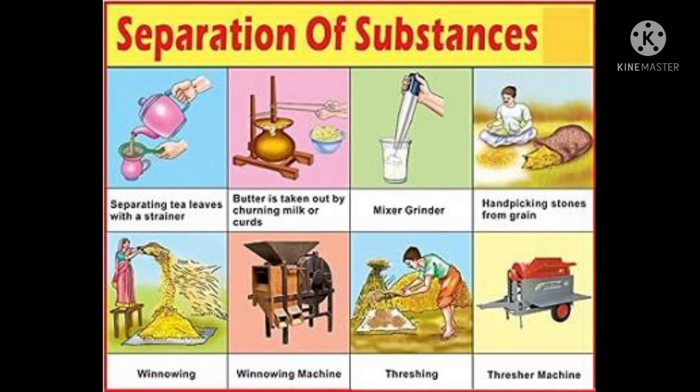Need for separation. Have you seen stones and small insects being removed from rice grains in your kitchen? Children, if muddy water is given to you and you want pure water separated, what method will you adopt? Yes, it is filtration method. Filtration method separates sand and water. Why do we separate them? Because we can't drink muddy water.